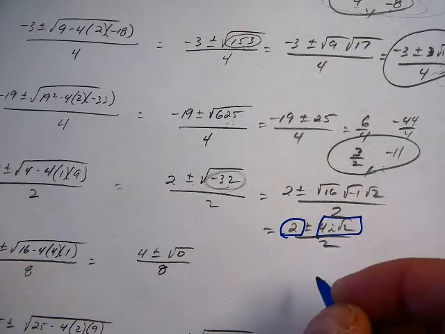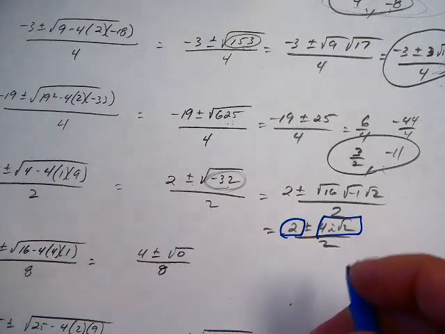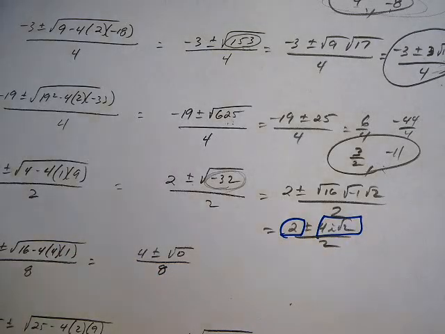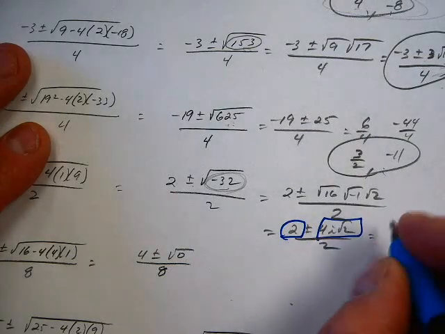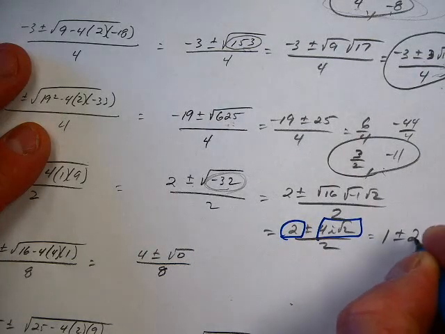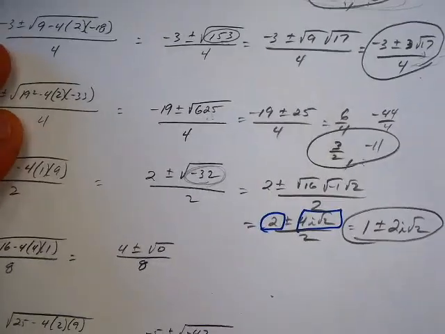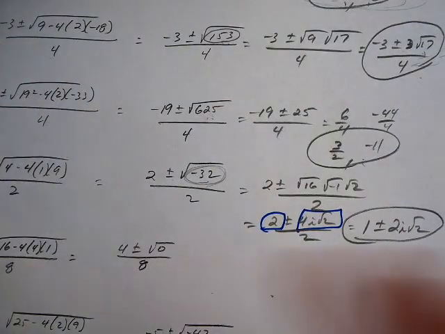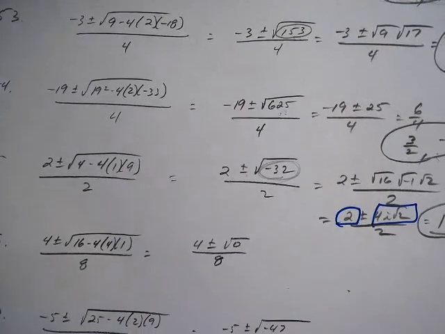When I say everything, what do I mean? I mean this term and that term. I don't mean what's inside the radical, what's outside the radical. I mean both terms. Both terms have to be divided by 2 if I'm going to simplify this. So it would be now 1 plus or minus 2i square root of 2. And we're done. That's fully simplified form. When they're asking for exact answers, that's what they want.